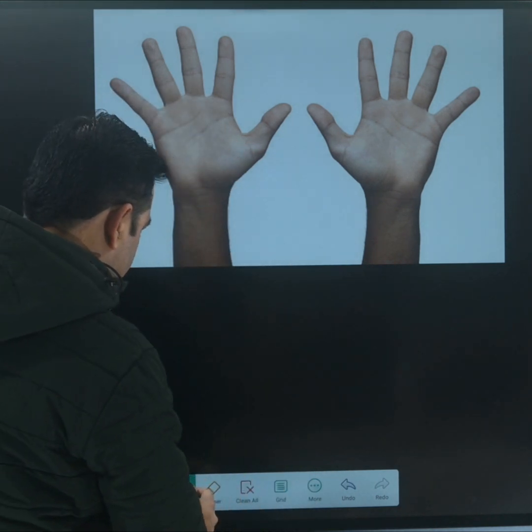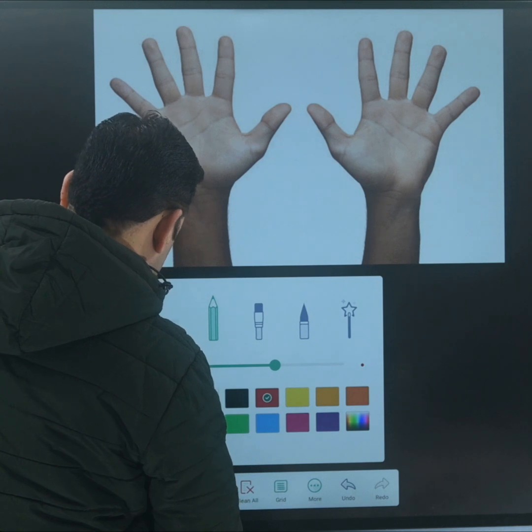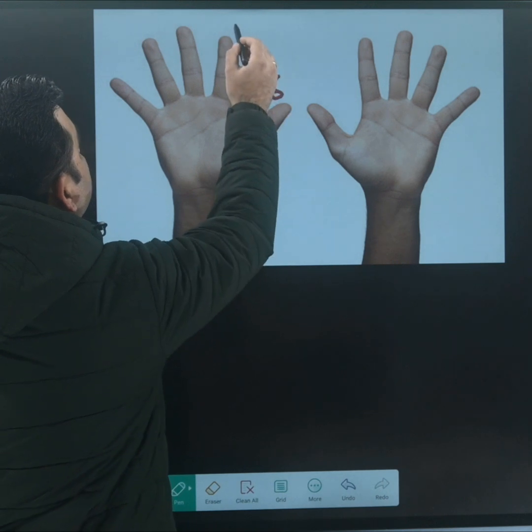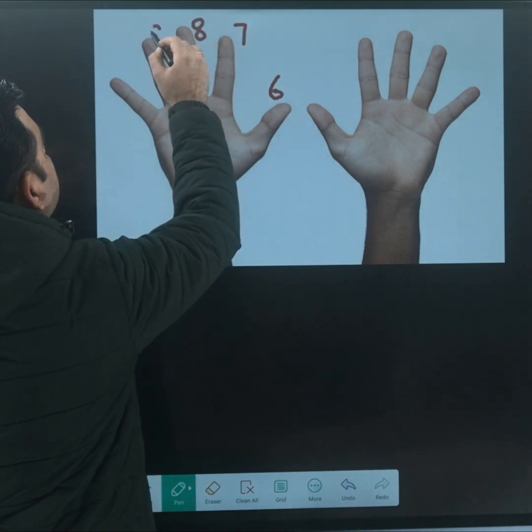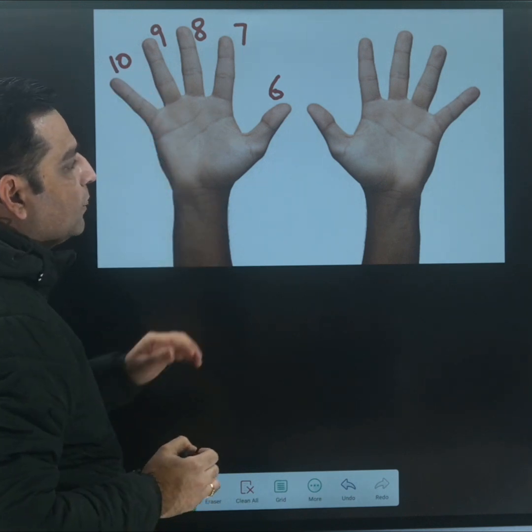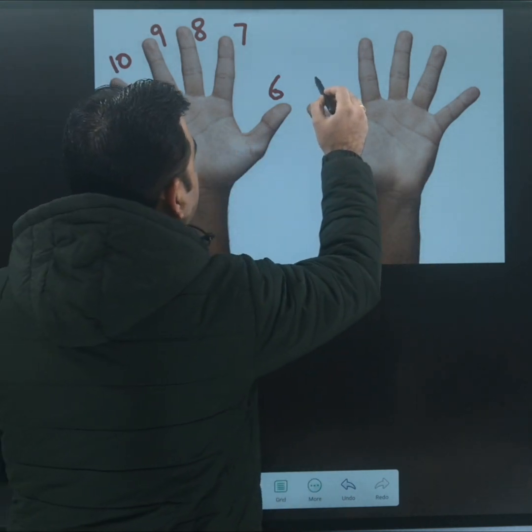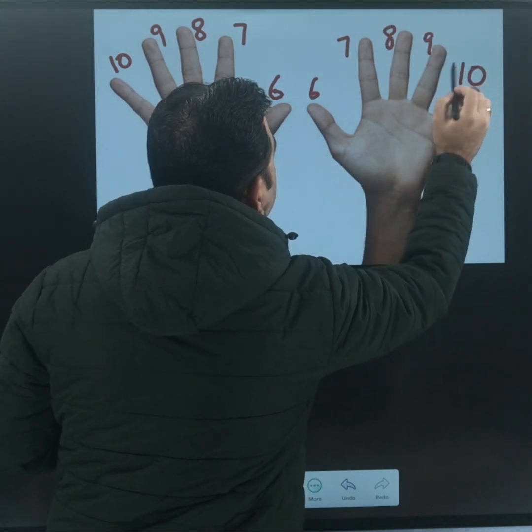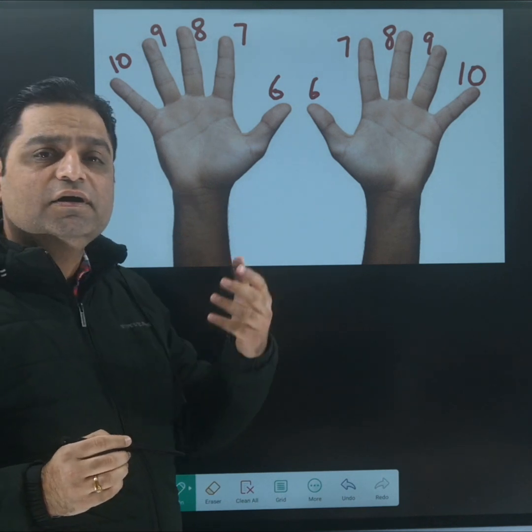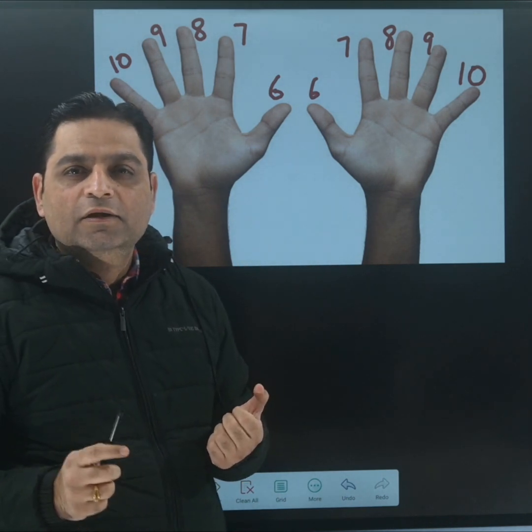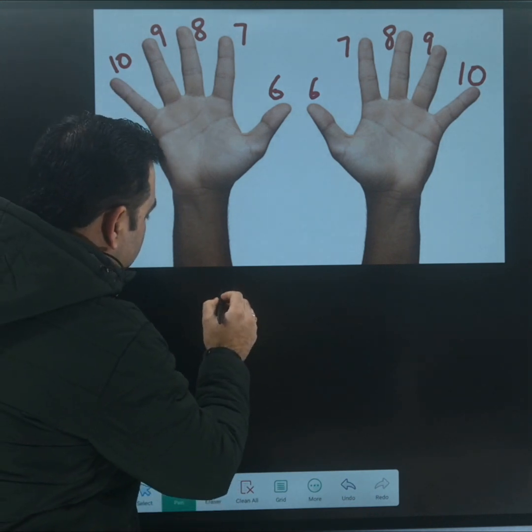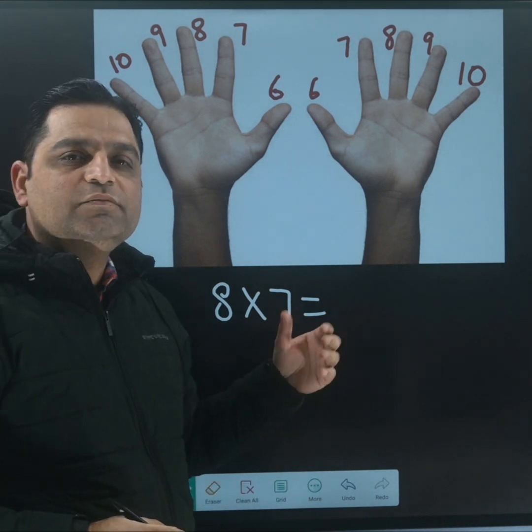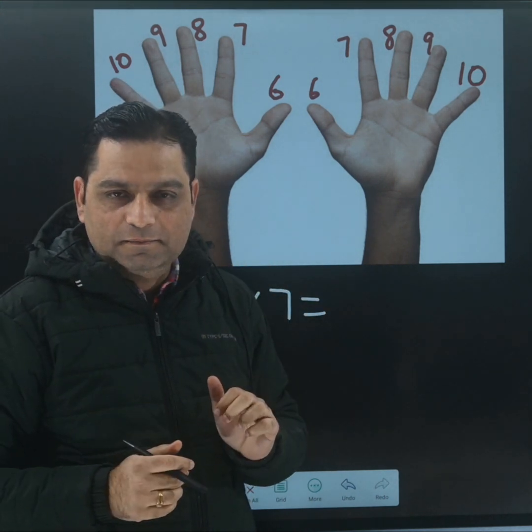Let me write it here as well. Just one moment. Let's suppose what I have done. I have considered this as 6, 7, 8, 9 and 10. Same way I have considered on the other side 6, 7, 8, 9 and 10. You will see your work has become very easy. Okay, now let's suppose we want to find 8 multiply 7. If you want to teach 8 multiply 7, how can we do it using fingers?